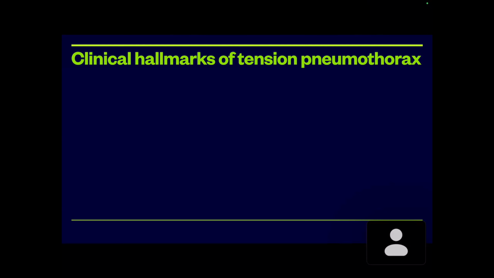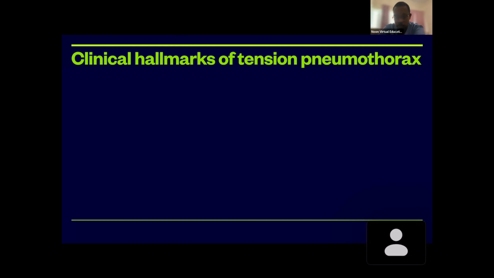The findings of pneumothorax are absence of air entry on the same side and tracheal deviation. Exactly, because there are a lot of signs of tension pneumothorax, and it may also be overlapped by cardiac tamponade. In a hemodynamically unstable patient with tension pneumothorax, usually there is hemodynamic instability, and the specific sign you mentioned, Hussam, is tracheal deviation.